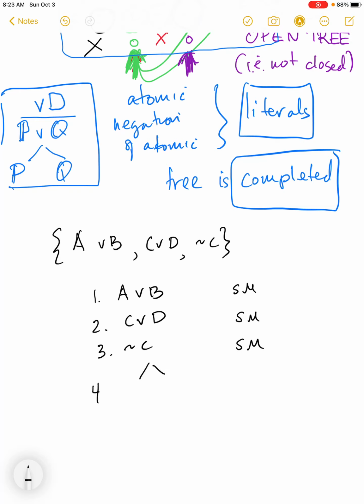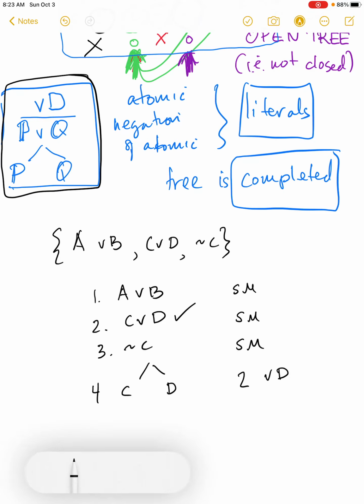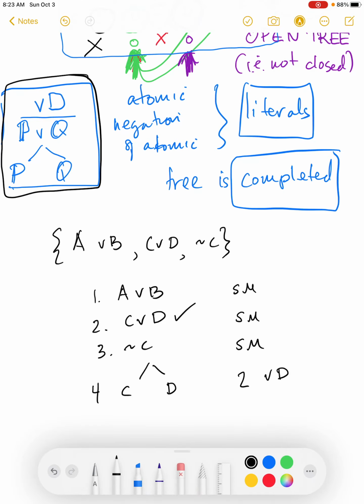On line number 4, I'm going to apply good old disjunction decomposition to line number 2, and I get C on the left and D on the right. I check it, indicating that it's decomposed. I've sort of dispensed with it. And then on the right, I indicate that I got it from line number 2 by disjunction decomposition. Okay? Look what happens. Already we have a branch that closed. We have C and not C on that left-hand branch, and it closes.